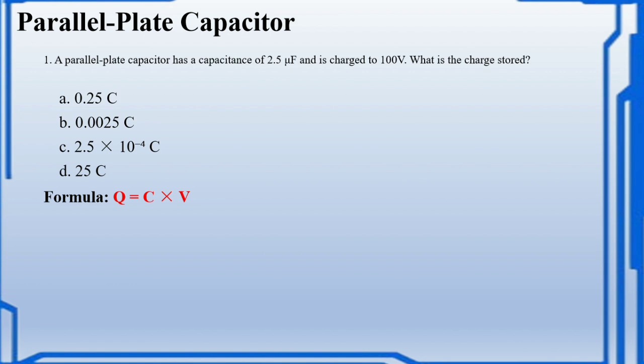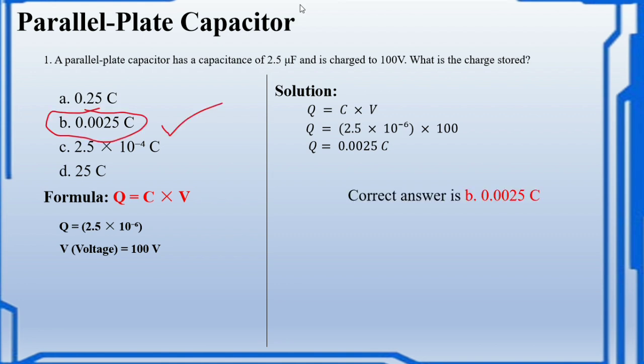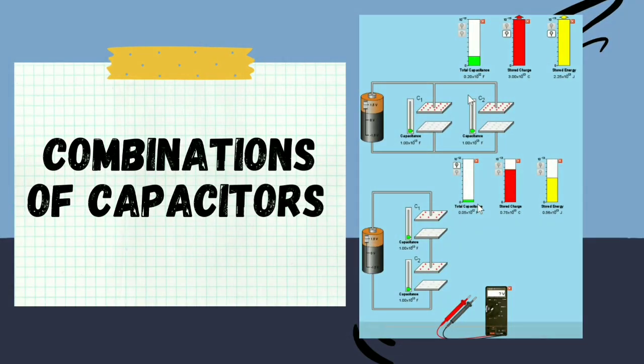The charge stored in a capacitor is given by the formula Q equals C times V. Substituting the given values, Q equals 2.5 times 10 to the power of negative 6 times 100 equals 0.0025 coulombs. So the correct answer is B, 0.0025 coulombs.